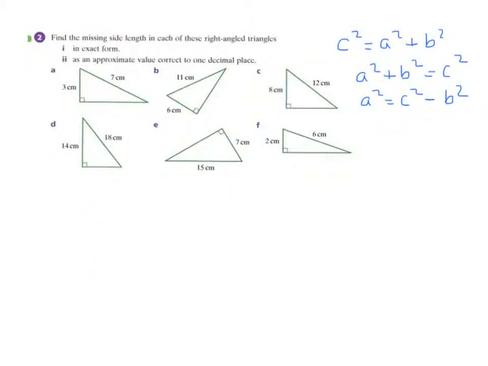Right, let's have a look at question 2. The only difference here is we've got to leave it in exact form and highlight that one, and then also find out what it is to one decimal place. So I've written this up here again, but basically let's start with this one. So I know that a squared equals c squared minus b squared.